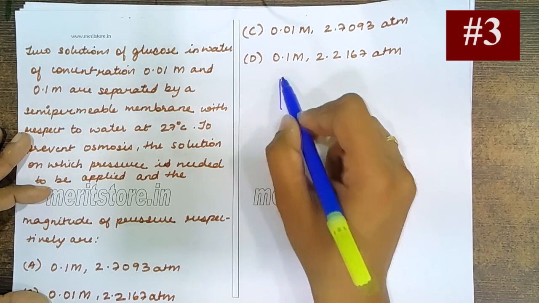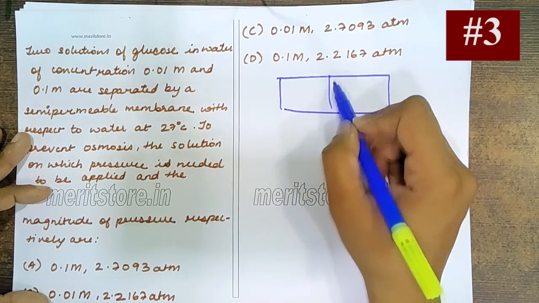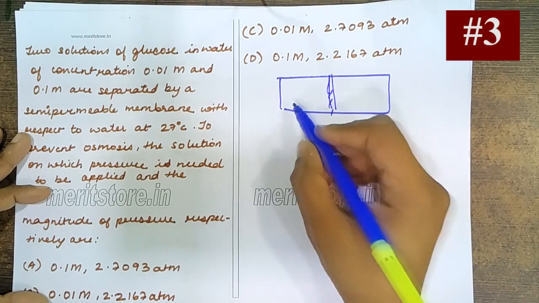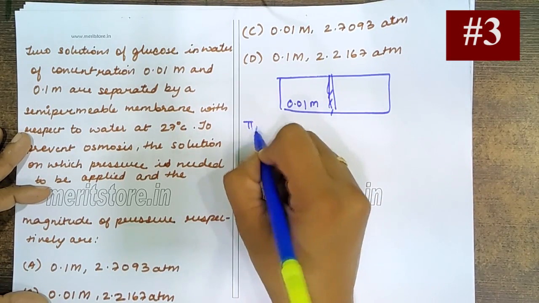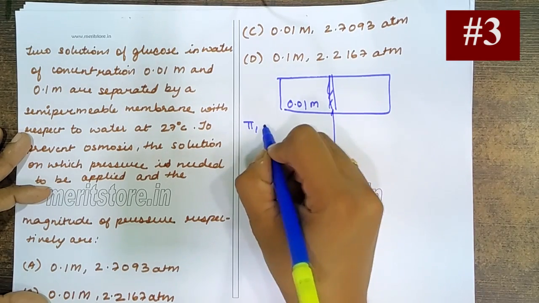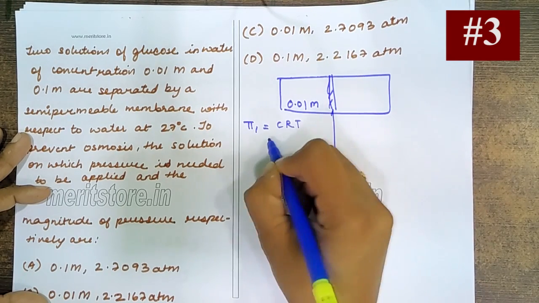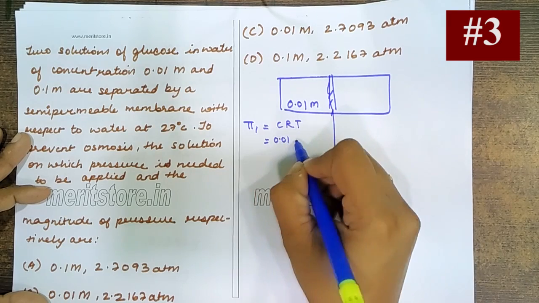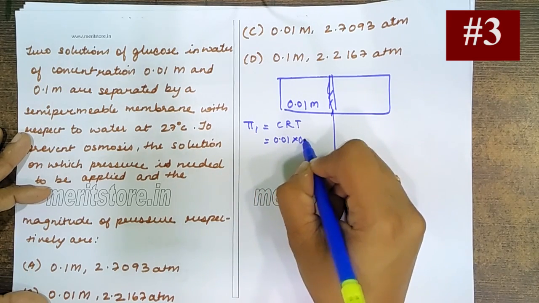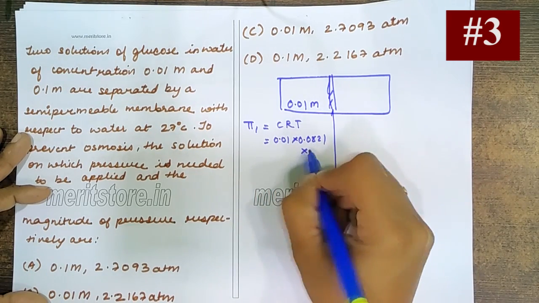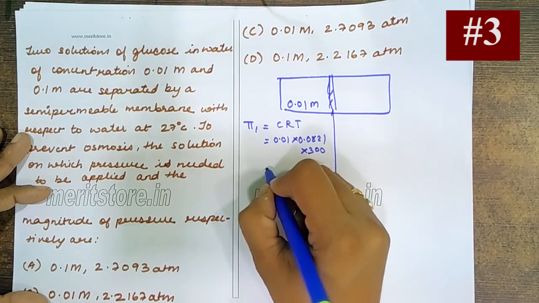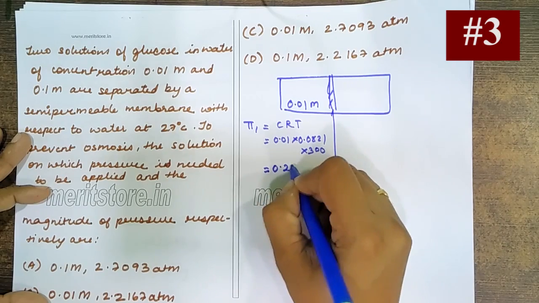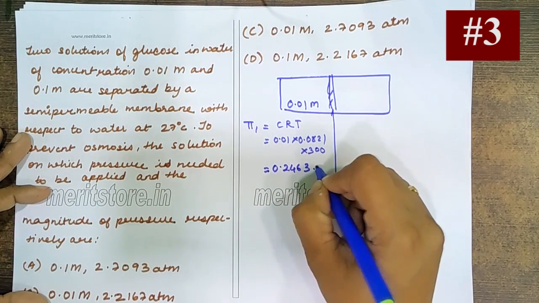Now there are two solutions of glucose being separated by the semipermeable membrane. Let us first talk about 0.01 molar. If I talk about this side, pi 1 will be equal to CRT. So that is 0.01 multiplied by 0.0821 multiplied by temperature 300. If you calculate this, you will get the answer 0.2463 atmosphere.